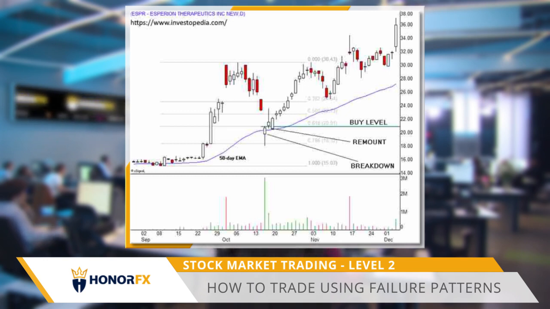bars. The trade entry strategy is easy. You wait for price to close when it's back above the 62% level and enter a long position as close to that price as possible.